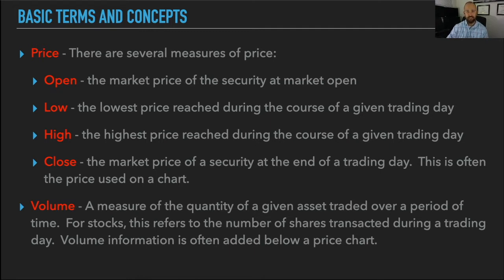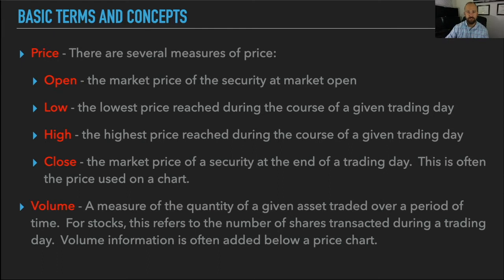Now each of these is going to give you a glimpse into where the price was at different points throughout the day. The open price just refers to the market price of the security at market open. Low is the lowest price reached during the course of a given trading day. High is the high price of the day. And close is the market price of the security at the end of the trading day. This is most often the price that's used on a historical chart.